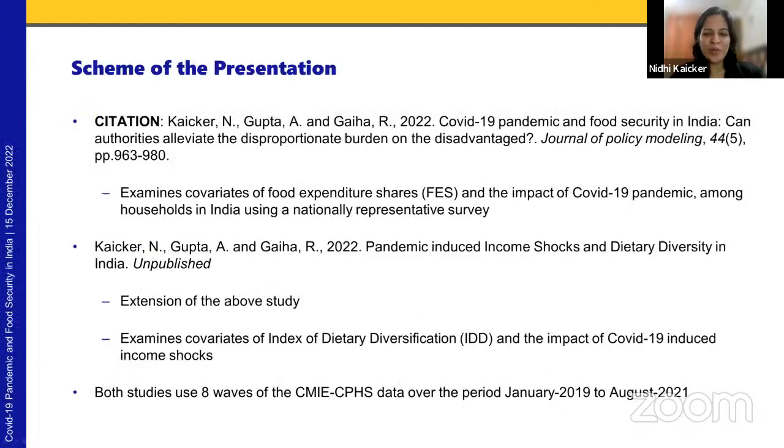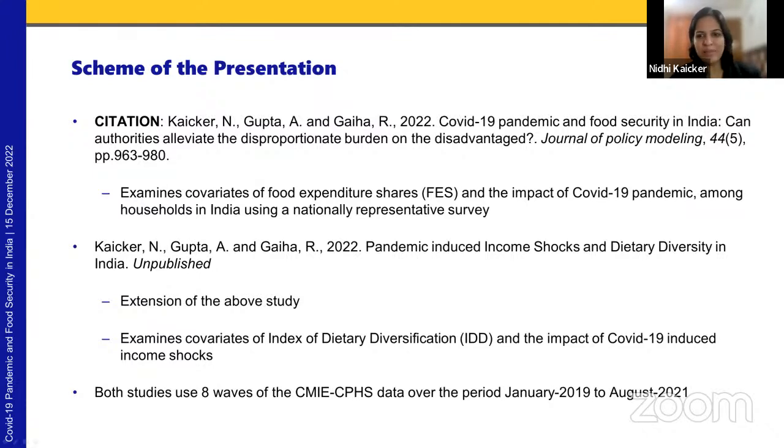What we're going to present today is a paper titled COVID-19 Pandemic and Food Security in India: Can authorities alleviate the disproportionate burden on the disadvantaged? This was published in the Journal of Policy Modeling a few months ago.